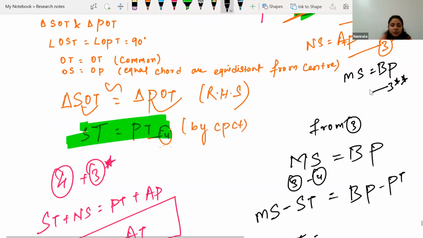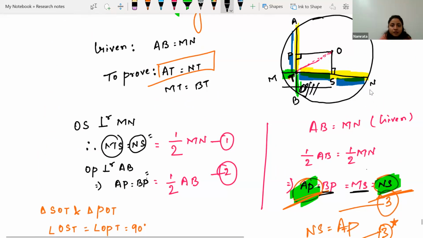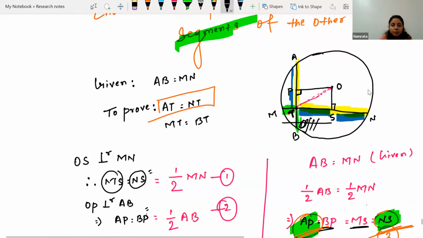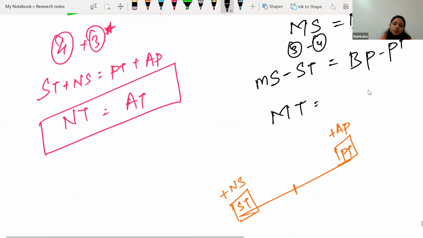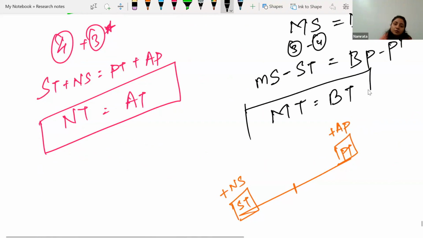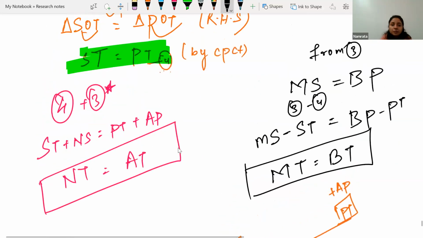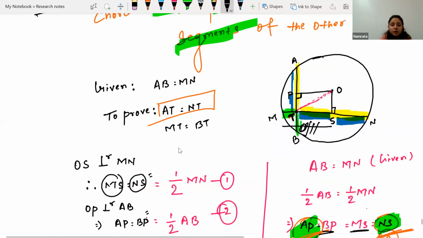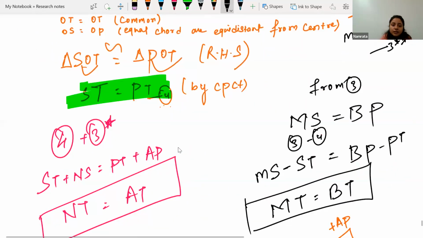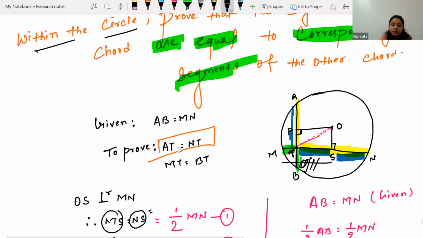And BP minus PT. BP, the total, minus PT will be BT. That's what we wanted to prove. I have written in the very beginning also, we wanted to prove BT, we wanted to prove AT.